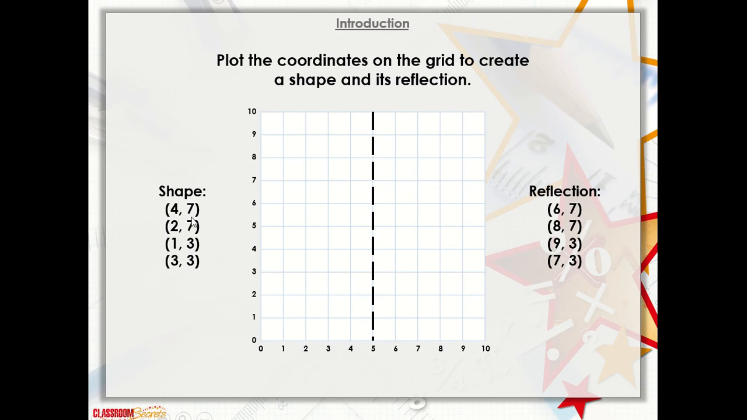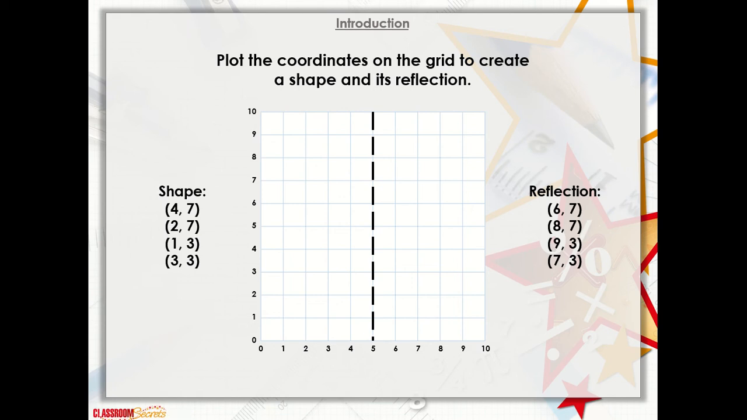Now I know that the first number in the bracket is along the bottom, the x-axis, and the second set of numbers are up the side on the y-axis. We always go from the 0 here. So the first one is 4, 7. So that's 4 along and 7 up. So I count from the 0, 1, 2, 3, 4, and 7 up. So the first point will be just there.